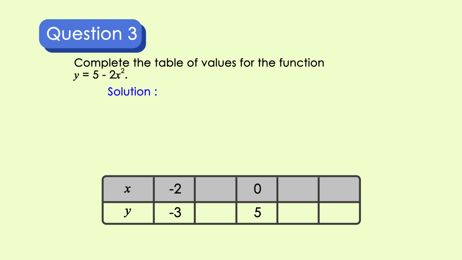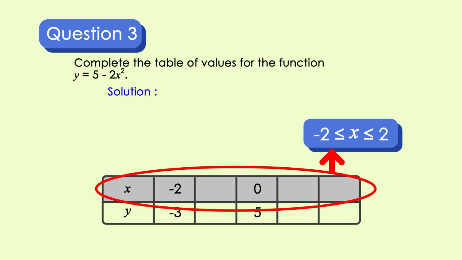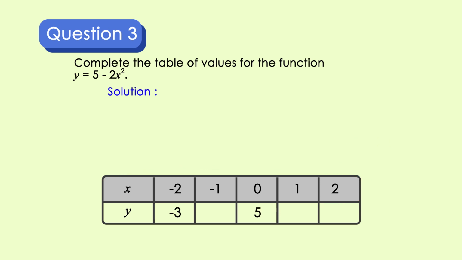Alright, let us check your answers. Now, you need to find the corresponding values of y for the value x = -1, 1, and 2. So, by substituting x = -1 into the equation, you will obtain the value of y which is equal to 3. Now, we have filled in the table with the value of y = 3 when x = -1.